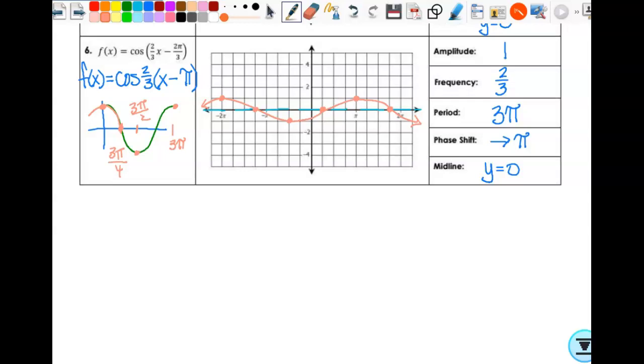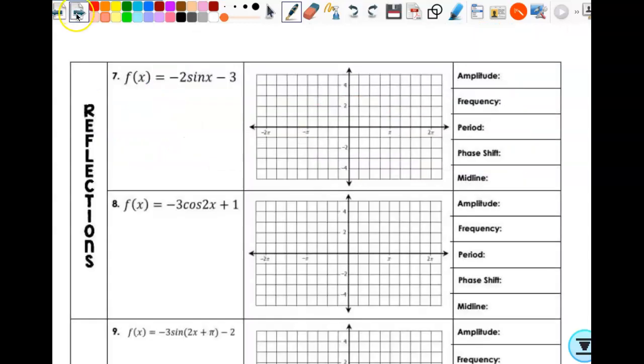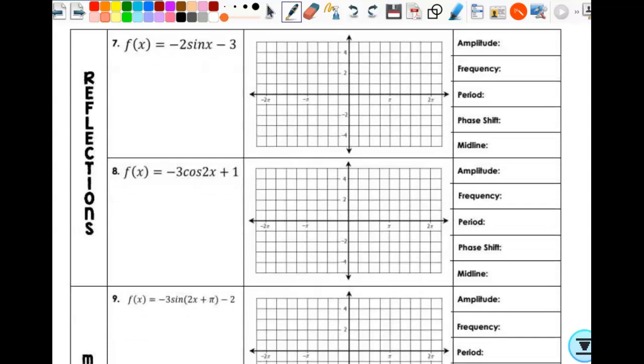Okay, so those are your horizontal shifts. Now let's do a couple with reflections. So there's nothing to factor out here because we're just going to look at a reflection first. This negative sign means that we're going to reflect in which axis? The x-axis. Okay, so it's going to be an x-axis reflection, which is really, if we shift our new x-axis, it's going to be your midline, whatever it is. All right, so amplitude here is 2, and it's a positive 2 because it's always the absolute value of a. Frequency is 1, so our period is 2 pi. We don't have a phase shift. Midline y equals negative 3.